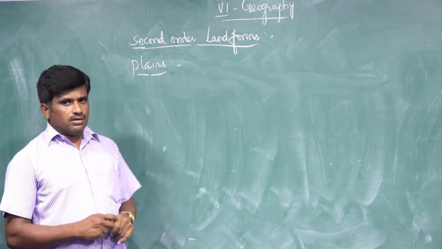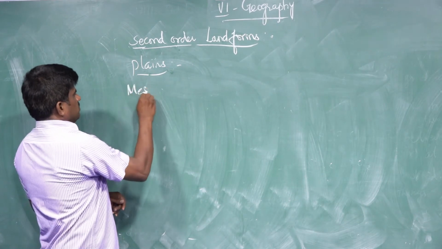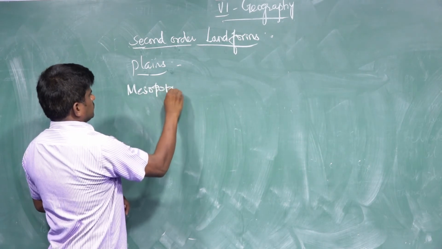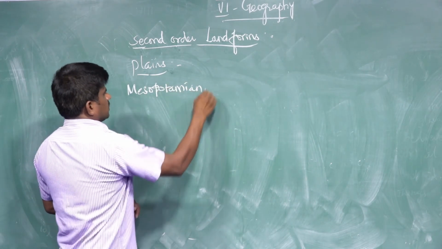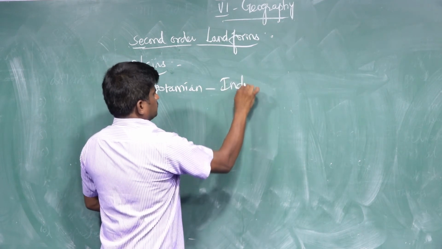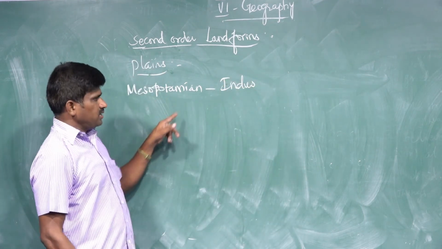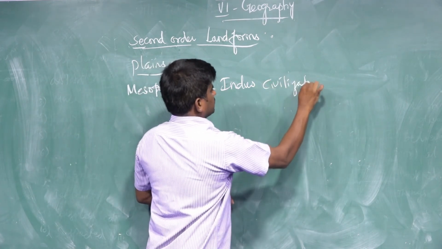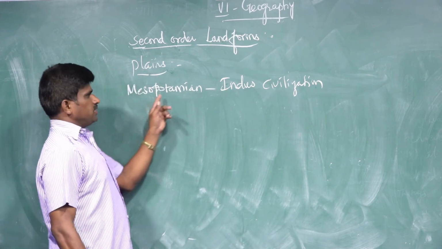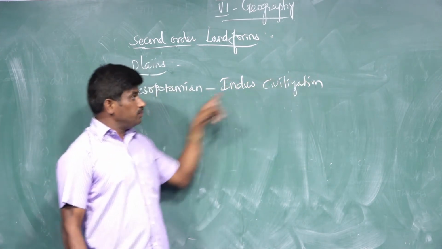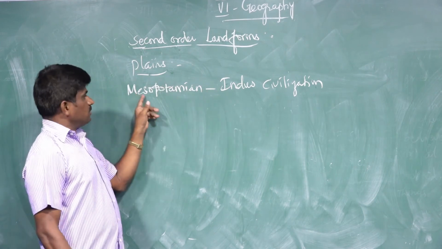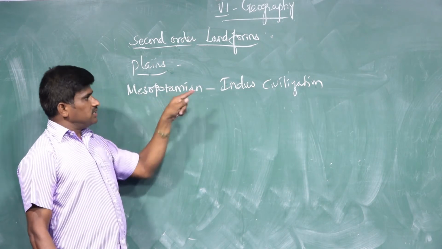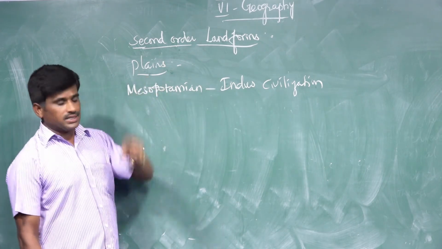Here there are the Mesopotamian and Indus civilizations. What are the Mesopotamian and Indus civilizations? These are the important civilizations that developed in river plains.